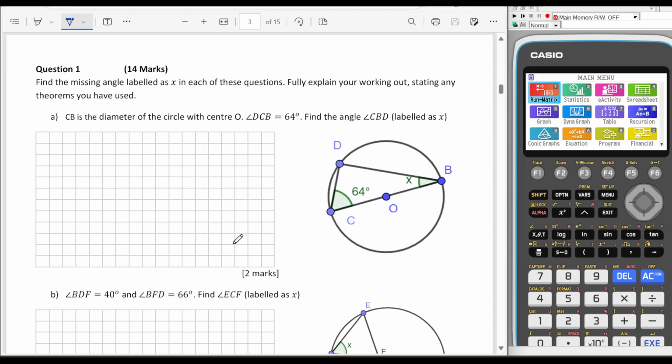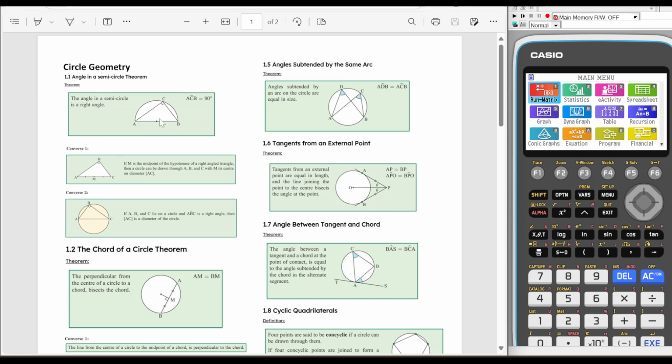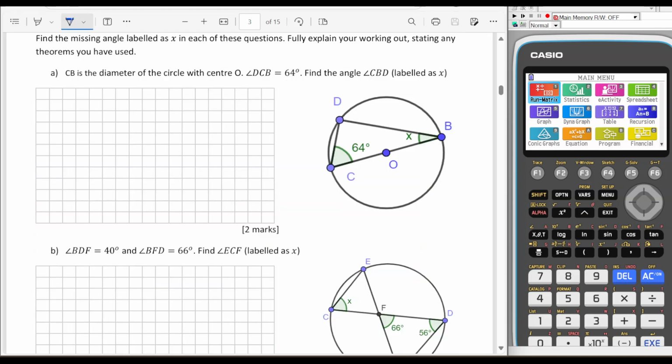We got this one here. What we need to use is one of our circle theorems. So it's this very first one here, angle in a semicircle. So you can start by saying angle CDB is 90 degrees, and you can say angle in a semicircle theorem. So we can go and label that as 90 degrees.